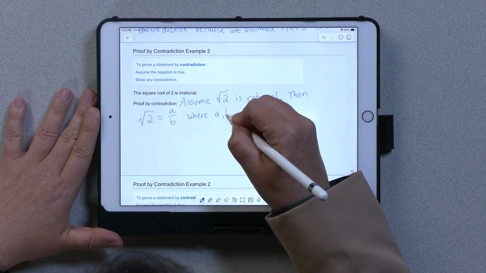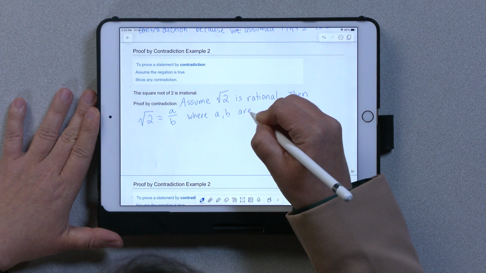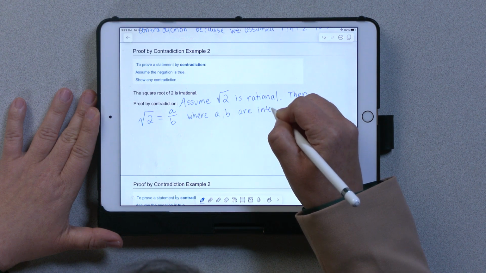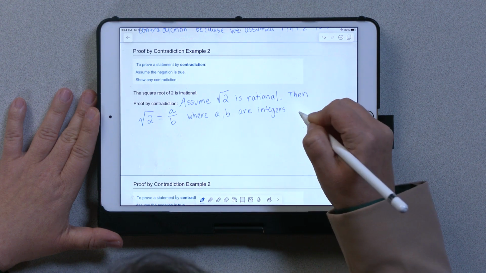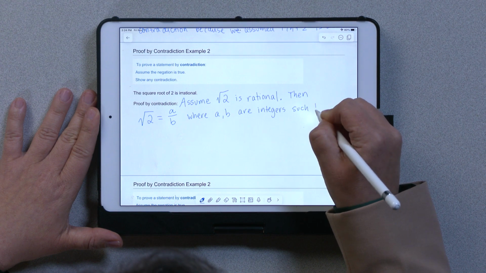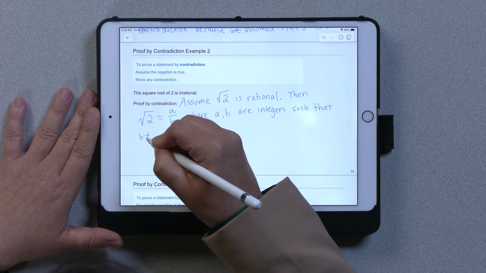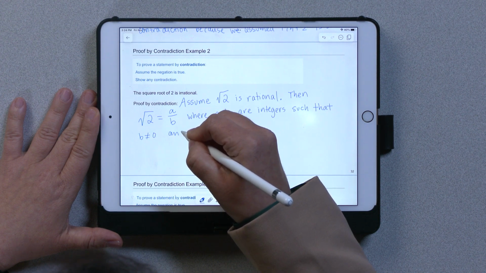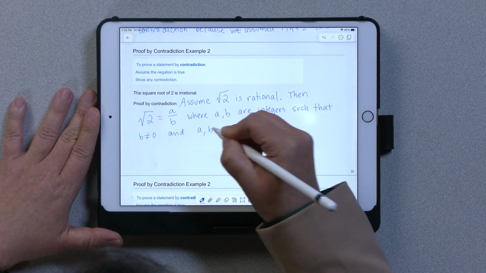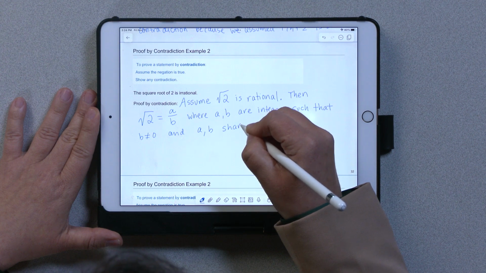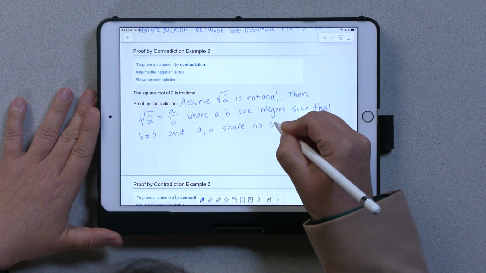Where a and b are integers such that b is not 0, and a and b share no common factors.